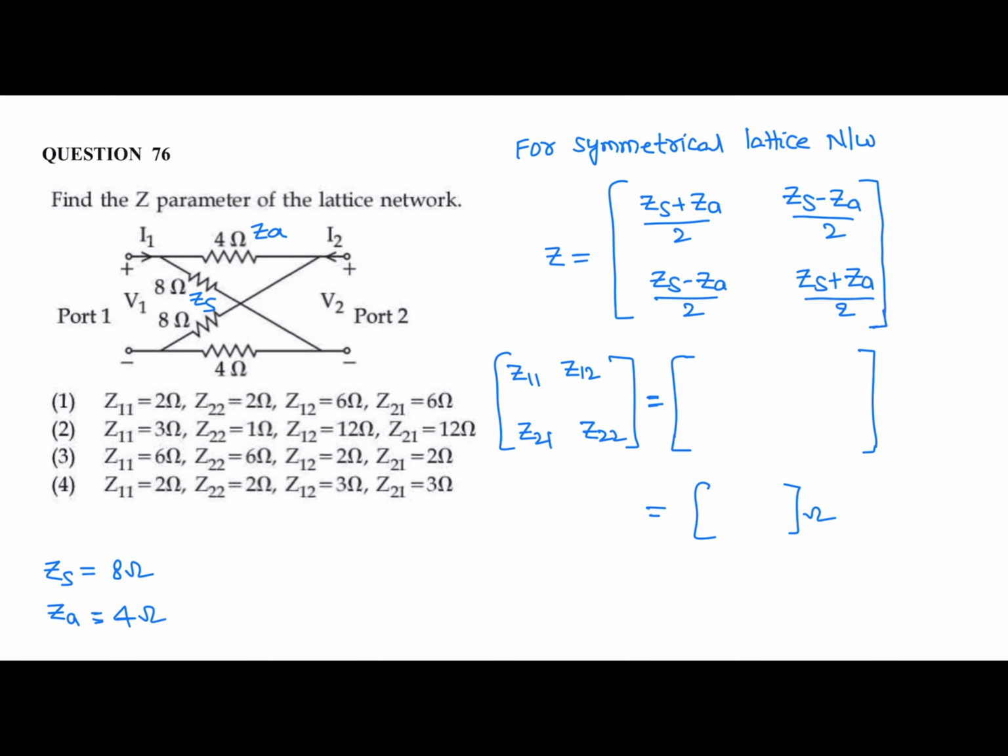Using this formula, the value of Z11 is side arm plus adjacent arm by 2, 8 plus 4 by 2, Z12 is 8 minus 4 by 2, Z21 is 8 minus 4 by 2 and Z22 is 8 plus 4 by 2. The value of Z matrix is 6, 2, 2, 6. Correct option is 3. Z11 is 6 ohms, Z22 is 6 ohms, Z12 2 ohm, Z21 is 2 ohms.